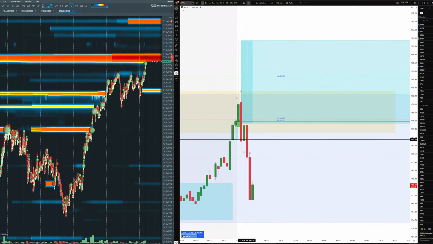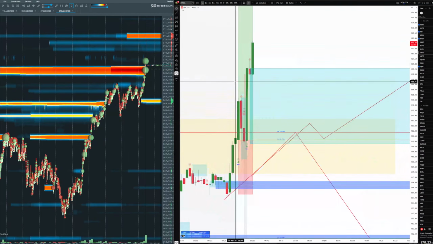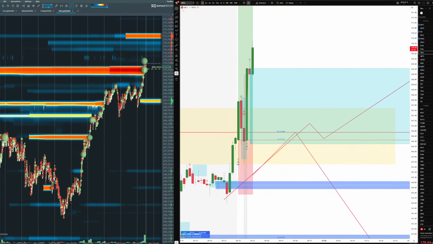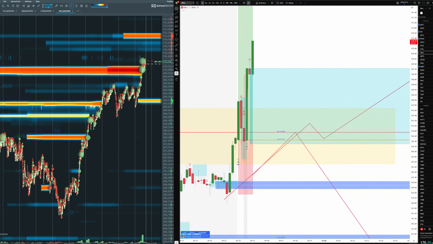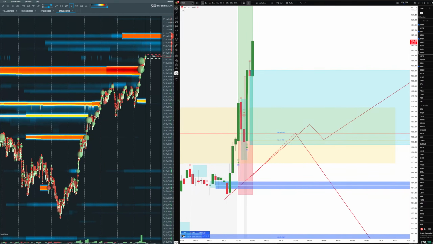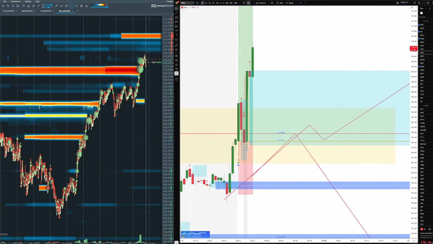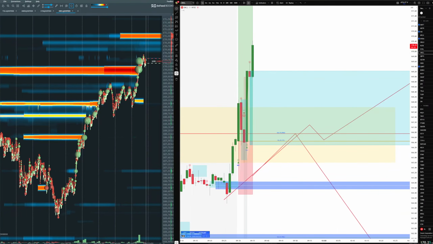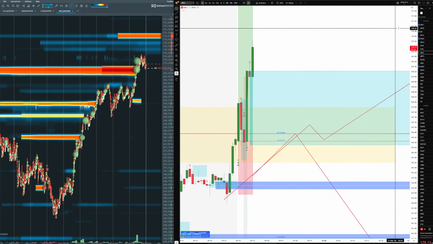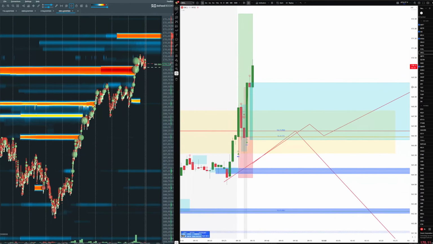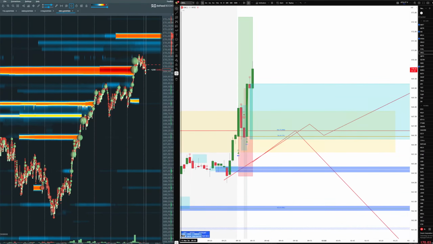NVIDIA is working good, so nice fail. And now we're still staying on Oracle. Nice push over here. The target is going to be 172 and 50.